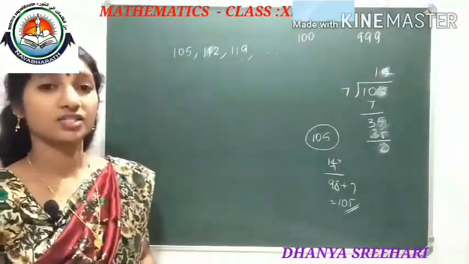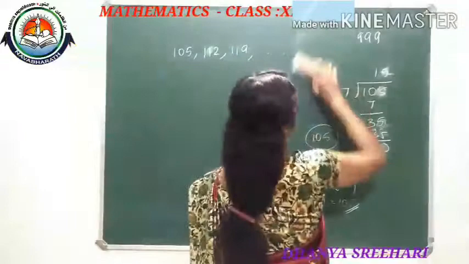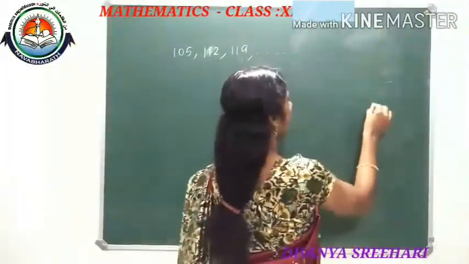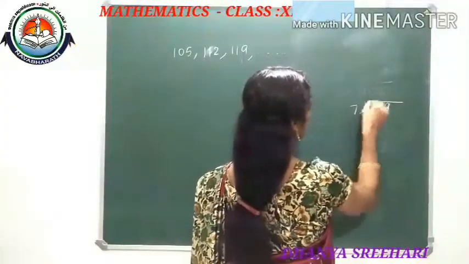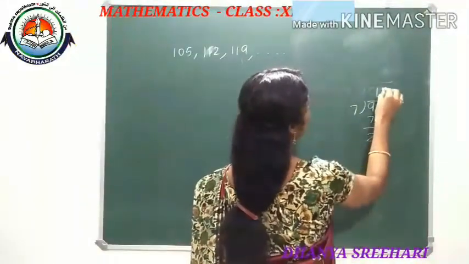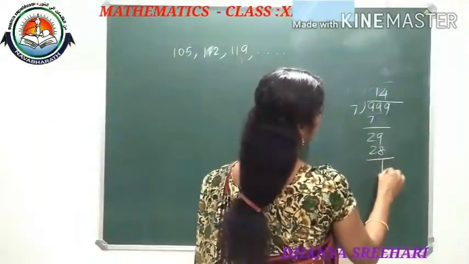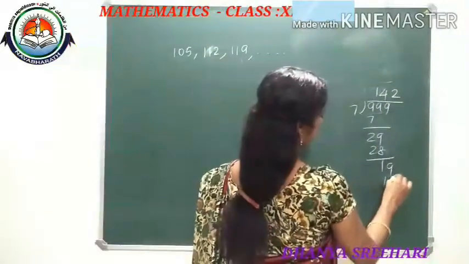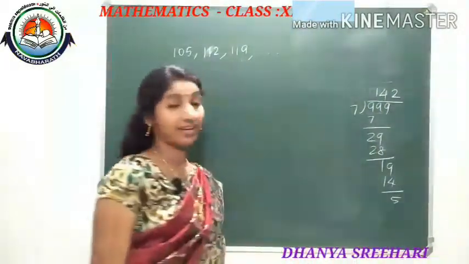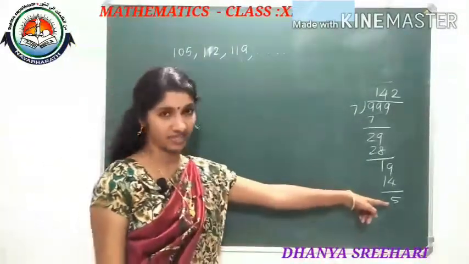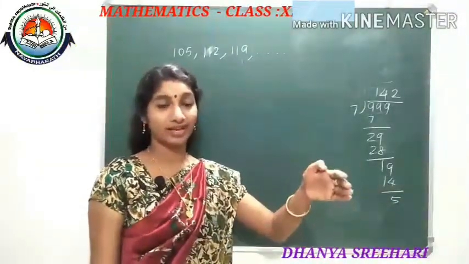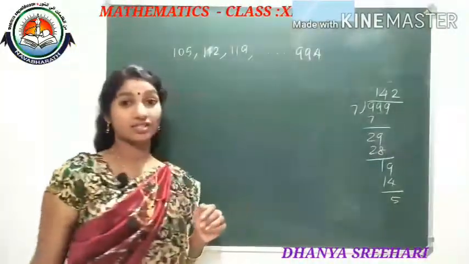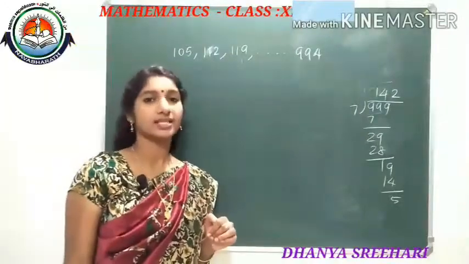Which will be the last 3-digit number? Is 999 divisible by 7? Check it. 999 divided by 7. 1 7s are 7, balance 2 in 29. 4 7s are 28, balance 1 in 19. How many 7s are there in 19? 2 7s are 14, balance 5. So 999 is not divisible by 7, 5 extra is there. So 999 minus 5, 994. So 994 is the last 3-digit number which is divisible by 7.